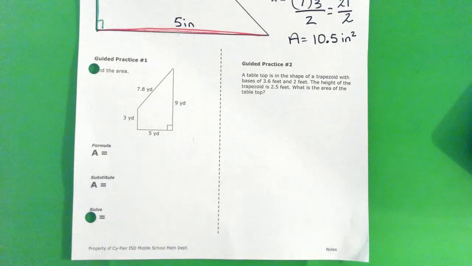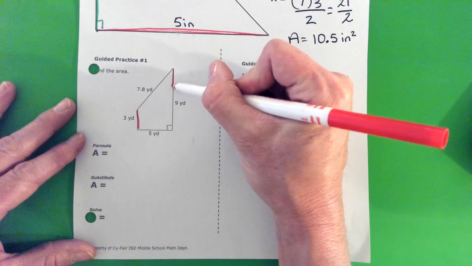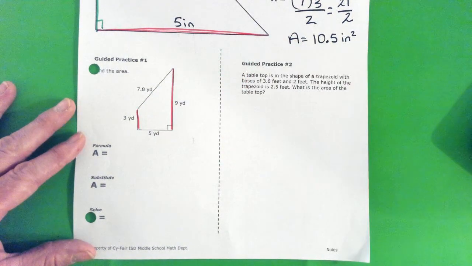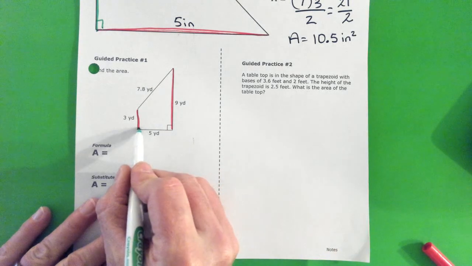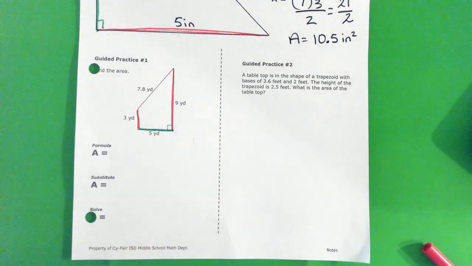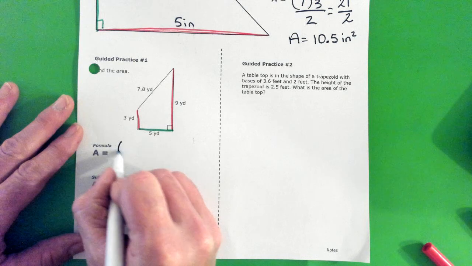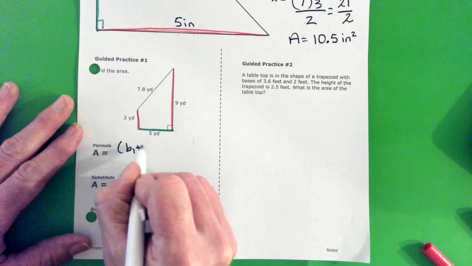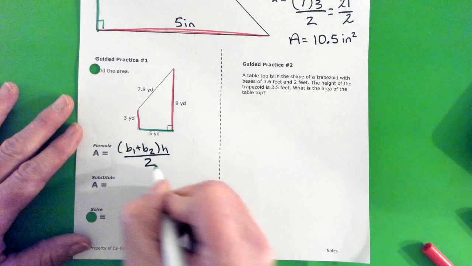Okay, red marker again. Our trapezoid is turned on its side here, so you find the parallel sides. That's your base 1 and your base 2. And then whatever is 90 degrees to your bases, that will be your height. Base and height make a right angle. Okay, let me write the formula again. Base 1 plus base 2 times height, divide by 2.